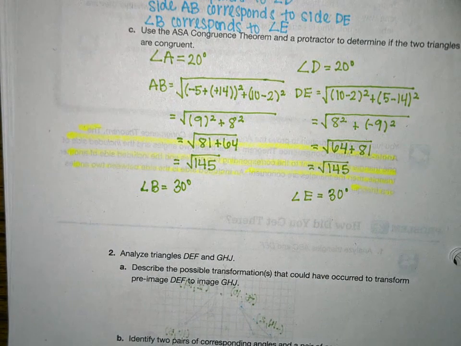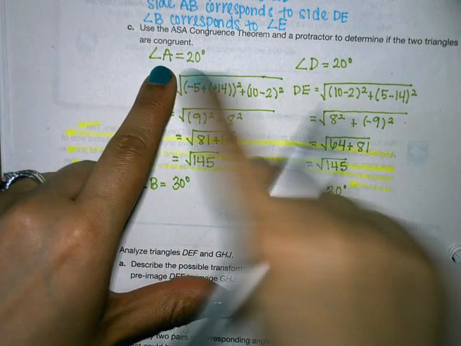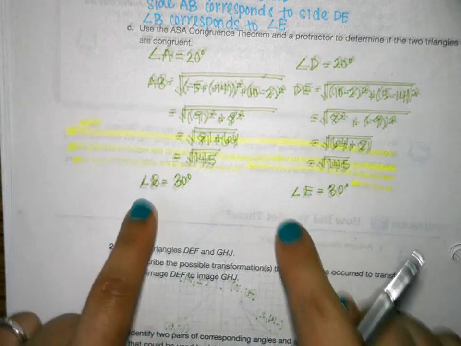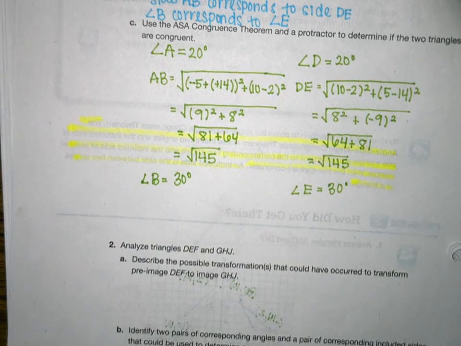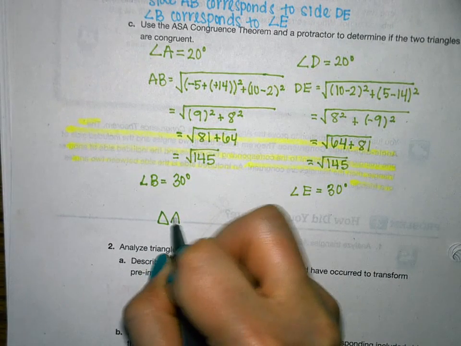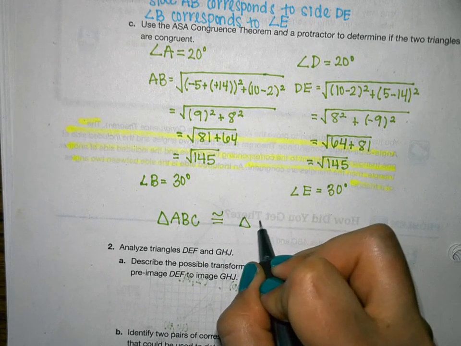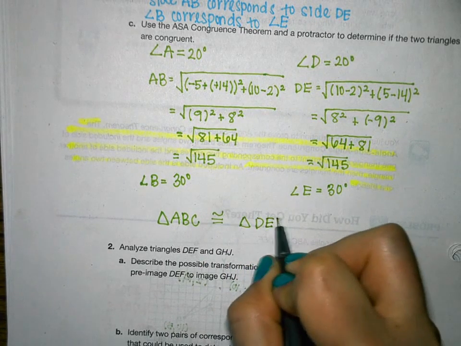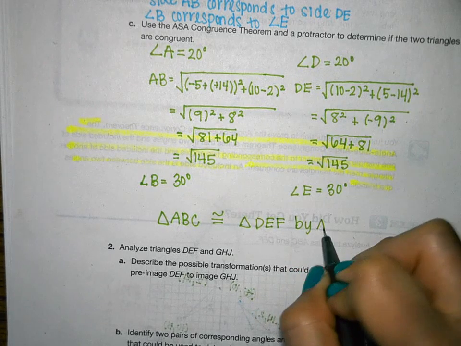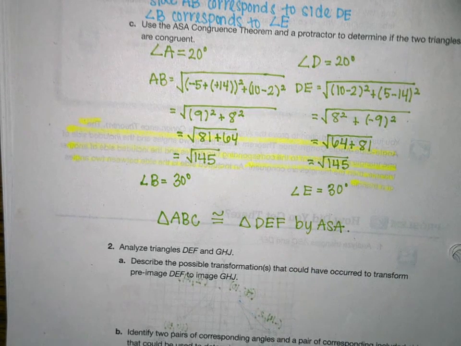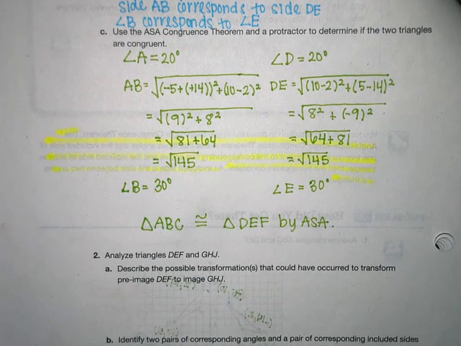So we have angle A and angle D congruent, AB and DE congruent, and angle B and angle E congruent. So we can say that triangle ABC is congruent to triangle DEF by angle, side, angle. And we proved that using the measurements.